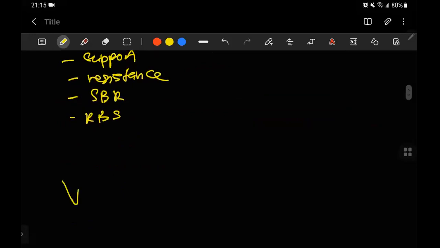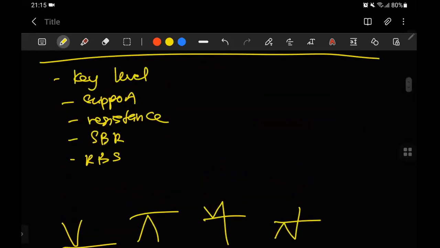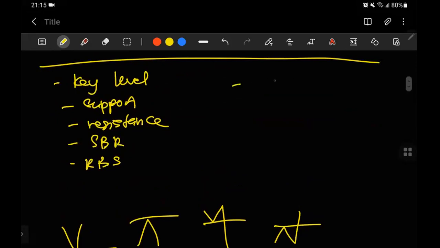So this is support, this is resistance, this is SBR, this is RBS. In the key level, there is no term such as valid, strong, or fresh. We don't use that.